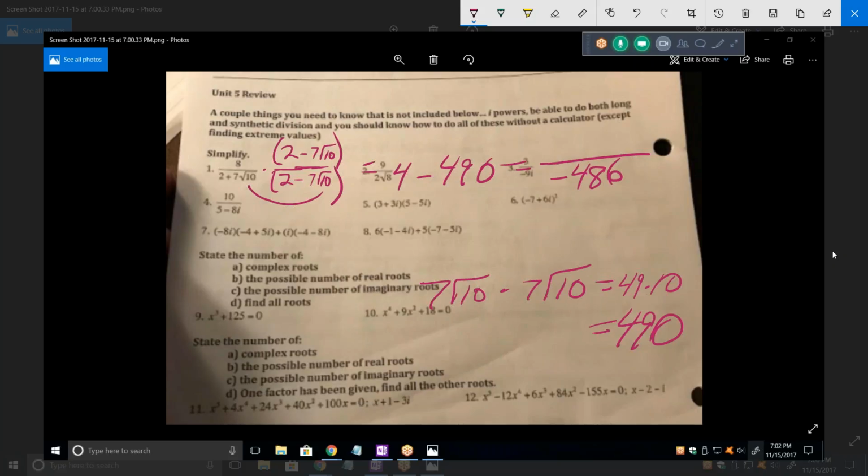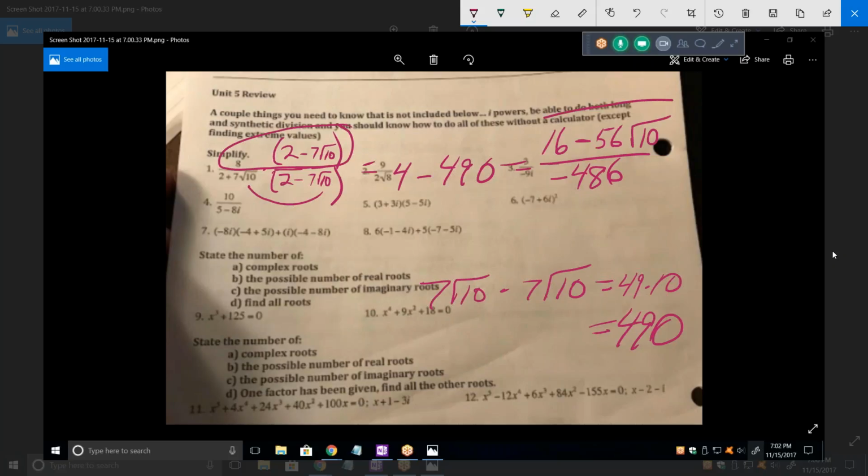Now, in the numerator, I've got to multiply that. What does that produce? So 16 minus, would you multiply the 7 times 8 and then just keep the root 10? Exactly.